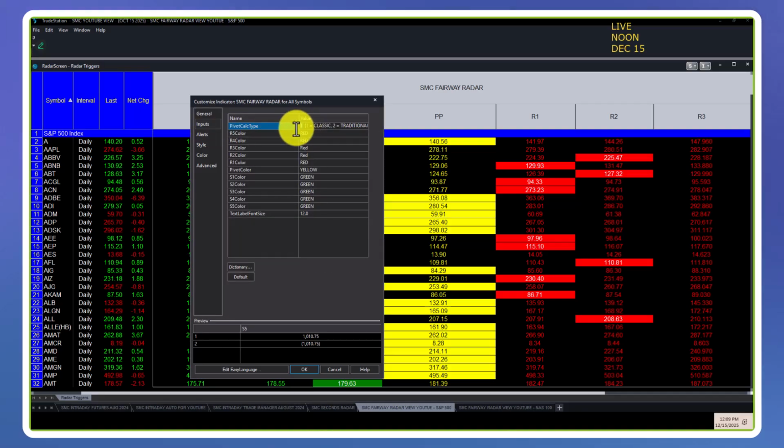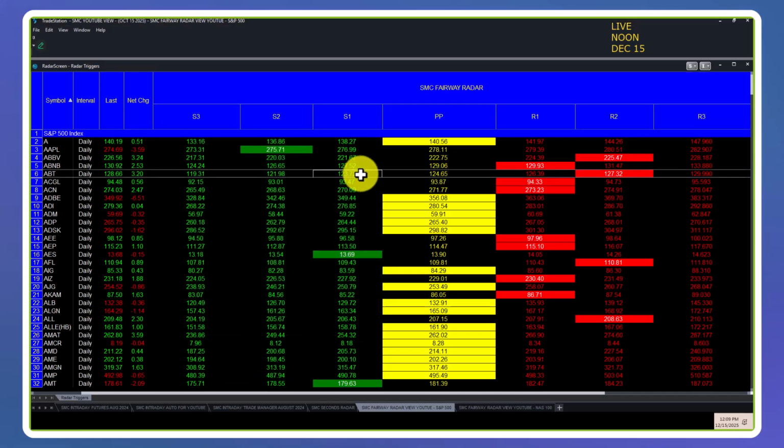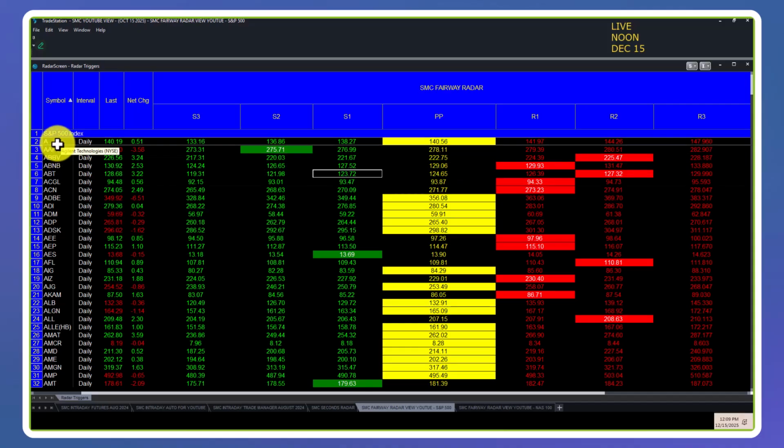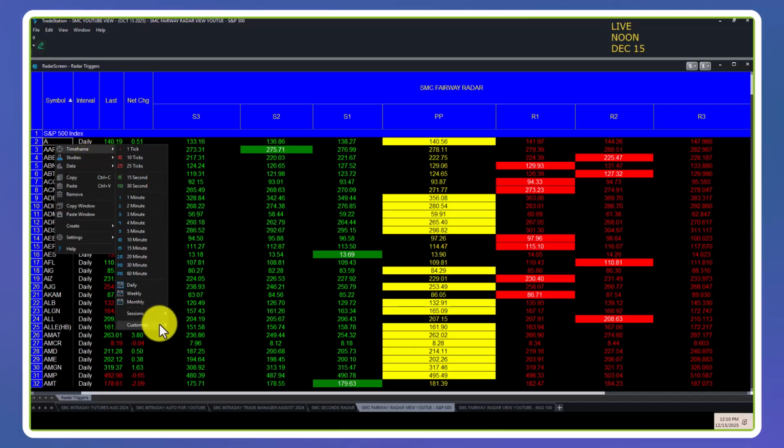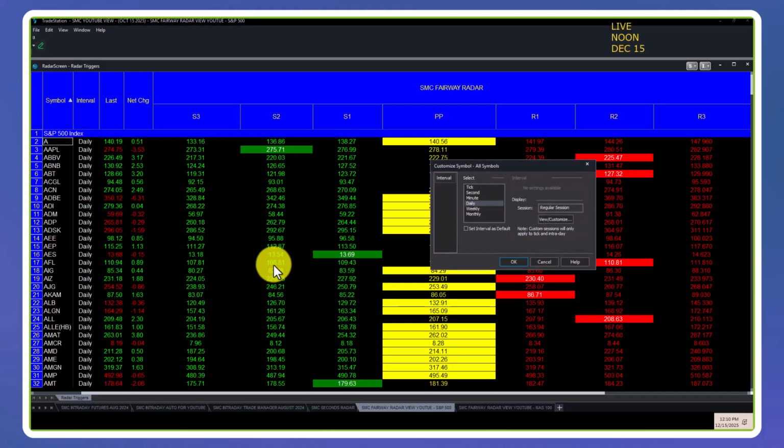Hopefully I don't run into any kind of loading issues because I haven't done that. I'm going to change the pivot calc from, no, excuse me, incorrect. I'm going to leave it as classic. What I am going to do is change the interval, for all symbols. Let's see if we can pull up the weekly.